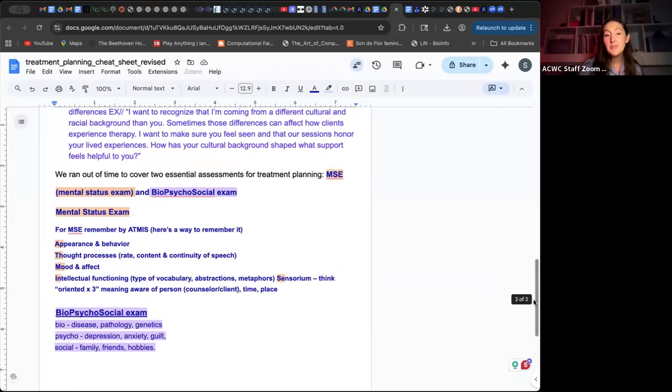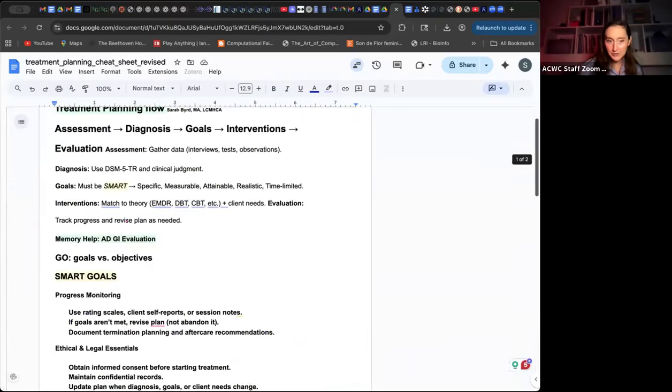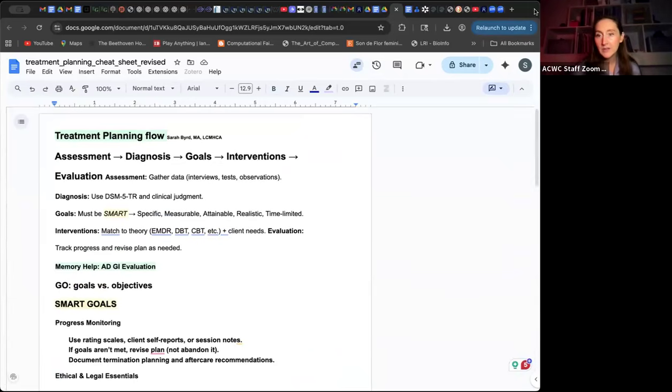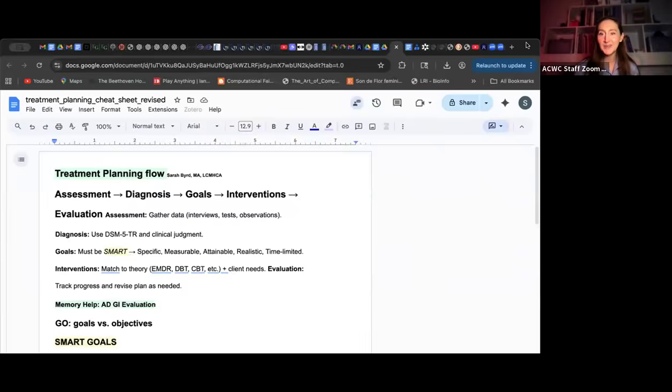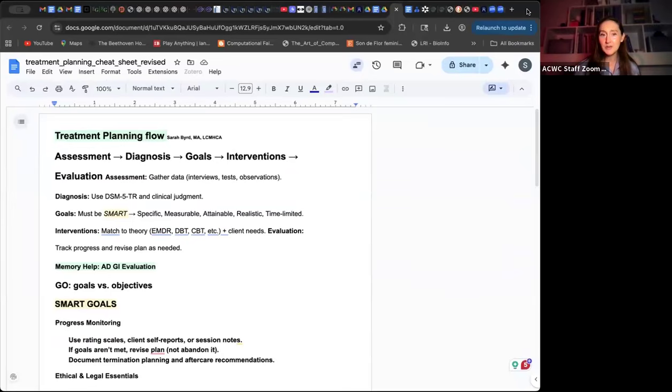All right. Now that is the big picture of treatment planning. Before I move on to some questions on this, and then I'm excited because I think we'll have time to move on to the diagnosing part, do y'all have any questions on the treatment planning flow here? No, I think not. Okay, I'm not hearing anything, so I'm going to take silence as no.